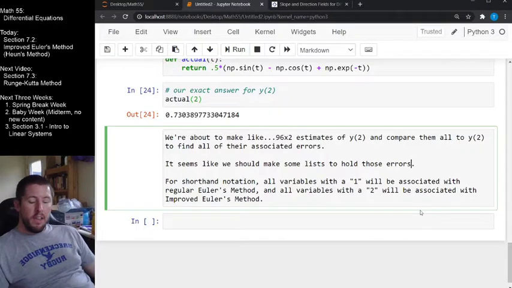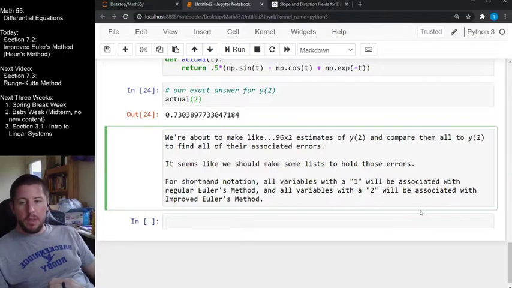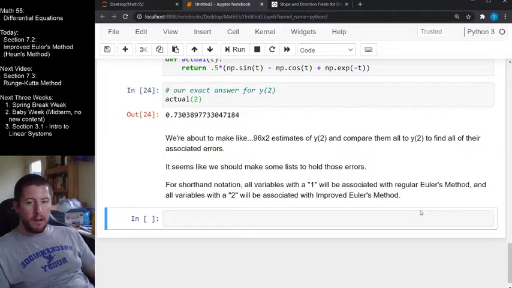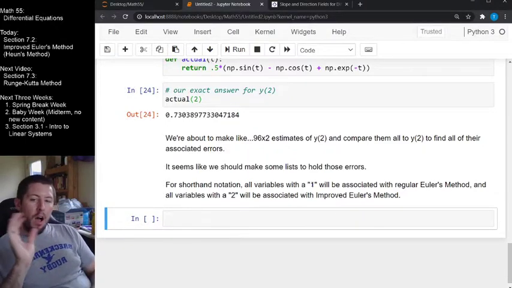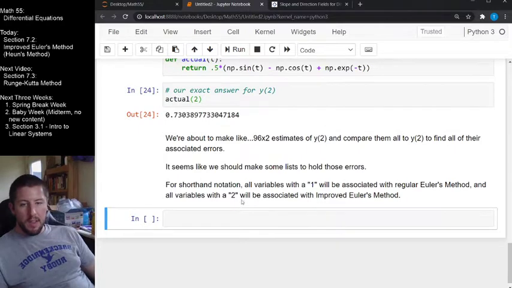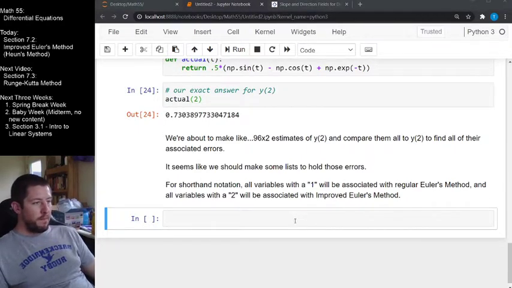And again, this code's going to get a little bit hairy. The conclusion we're going to draw at the end is very, very important. So even if you're not coding along for a few minutes, you really have to see how we're considering what's up with these errors at the end. This really matters. We're about to have a bunch of variables, but we're going to do two different methods for every single value of k. So I'm going to say all my variables with 1 will be regular Euler's method. All my variables with a 2 will be improved Euler's method.